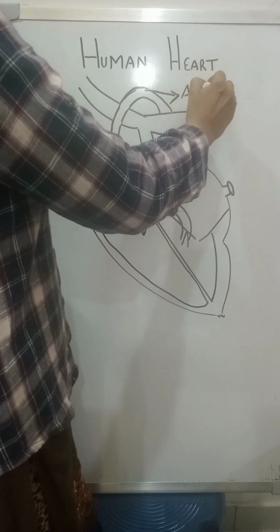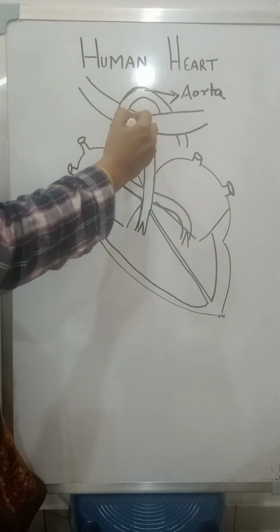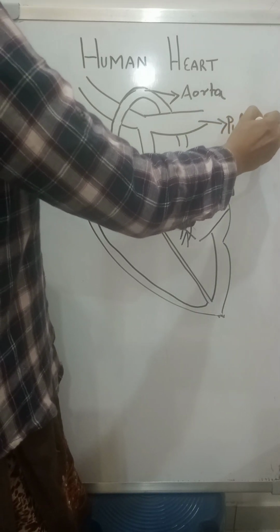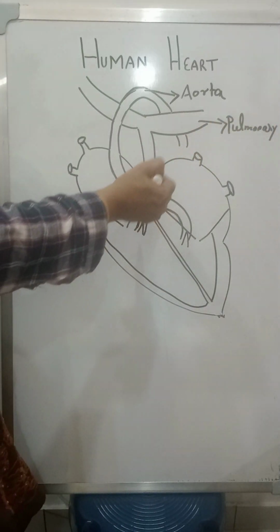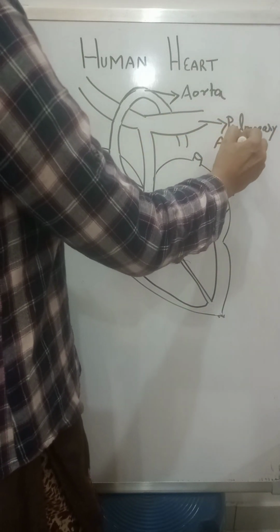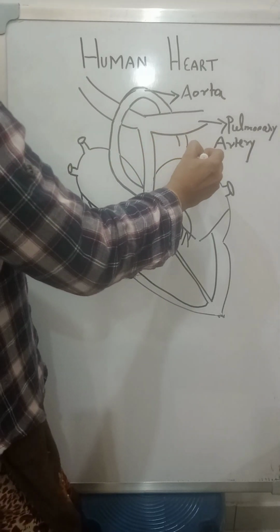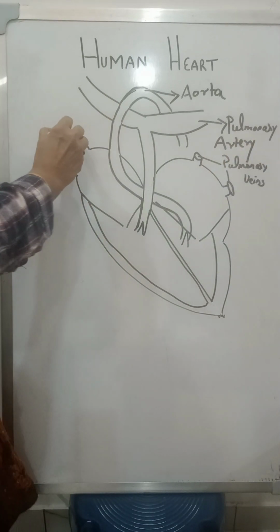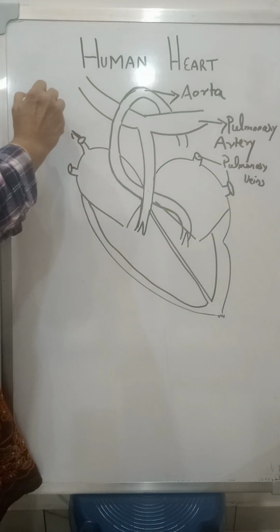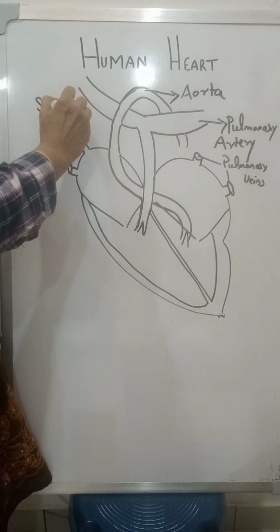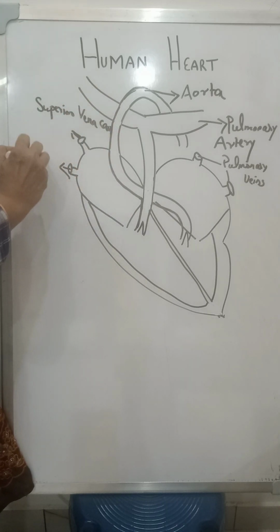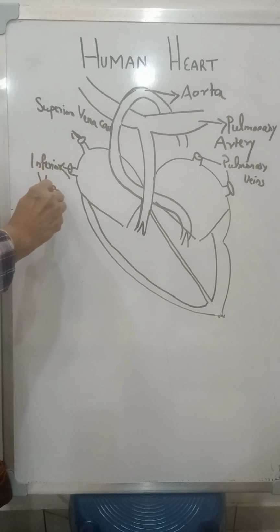Now, let's start the labeling. It is the aorta. The second T-shaped is the pulmonary artery. And now, these two are pulmonary veins. They carry pure blood from the lungs. This is the superior vena cava. Superior vena cava brings impure blood from the upper parts of our body. It is the inferior vena cava. It brings impure blood from the lower parts of the body.